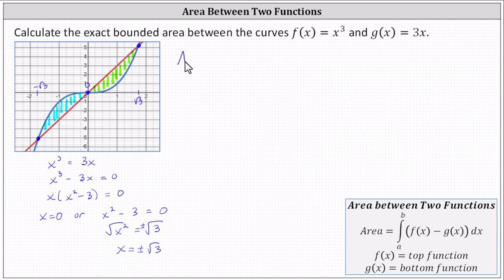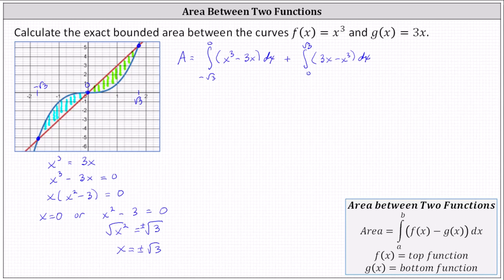The bounded area A equals the integral first from negative square root 3 to 0, where again we have the top function minus the bottom function as the integrand function, which is, in this case, x cubed minus 3x. And then for the bounded area on the right, we have plus the integral from 0 to square root 3 of the linear function minus the cubic function. The integrand function is now 3x minus x cubed. And now we need to evaluate both definite integrals.